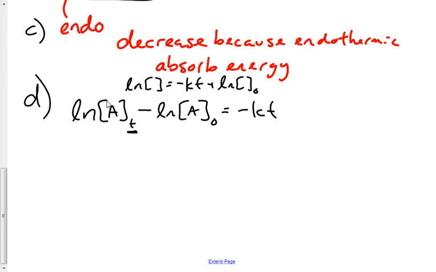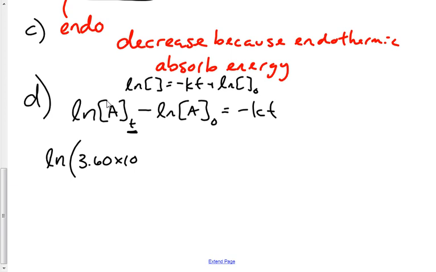Okay? Now, there's one little trick you have to do. So let's fill in what we can. Hang with me here. I'm solving for k. Stay focused on that. That means everything else has to be given to me. So at time, it says after 20 minutes, the concentration is found to be this. Well, that's this concentration.